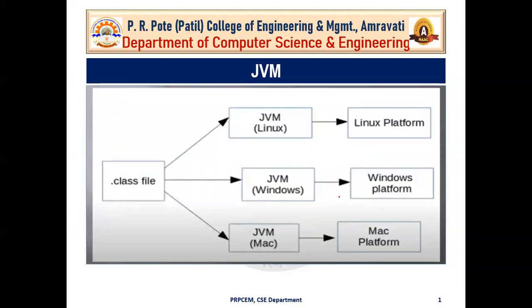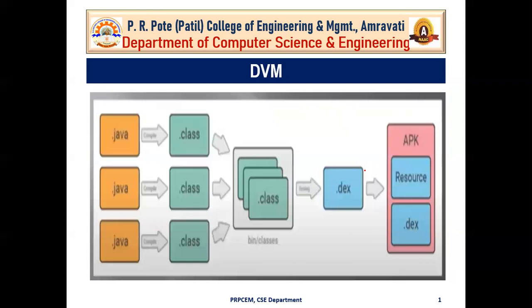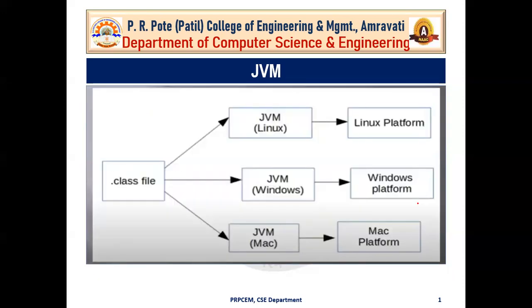Now next, here in the figure, you can see except the last two processes, everything is the same as in the Java virtual machine. Okay, here you can see in this figure, except the last two processes, that is APK and .dex, everything is the same as in the Java virtual machine. Now here the DEX compiler converts the .class file into the .dex file, as we have seen here.